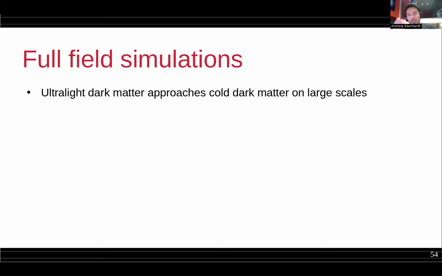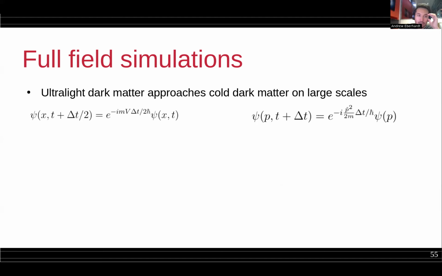So we know that ultralight dark matter has to approach cold dark matter on the large scale. And of course, this is because cold dark matter, lambda CDM, is extremely predictive on these scales, right? It's extremely successful. And so any viable dark matter model has to reproduce large scales. It's not necessarily obvious, since I just handed you a classical field, that this would be the case.